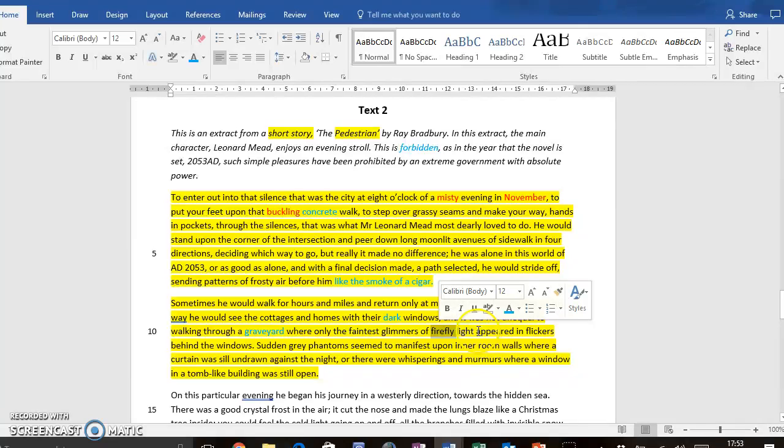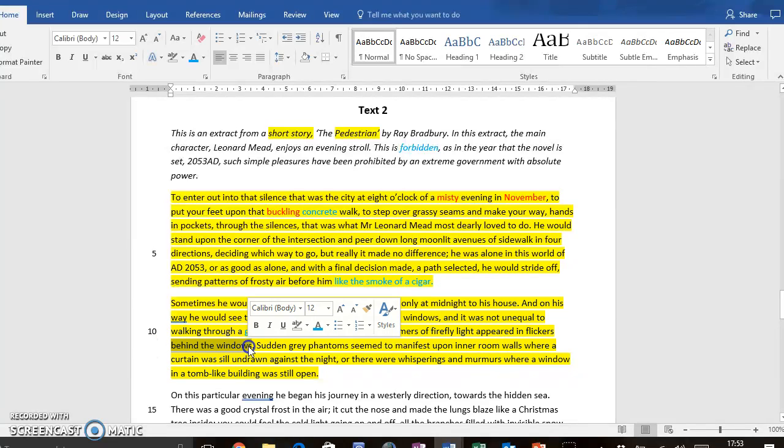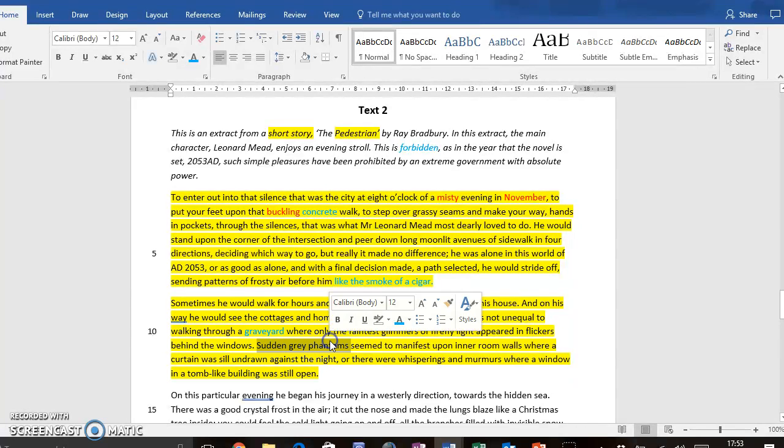Fireflies are unusual creatures, and they're flickering behind the windows. We can't quite see them. So just like Leonard himself, who's out in the open, in his surroundings, there are things going on in the background that we're not quite sure of. That theme's continued when it goes on about the grey phantoms. So it's a sense of ghostly things happening in that environment that are perhaps conflicting with or contradicting him taking that really bold stroll.